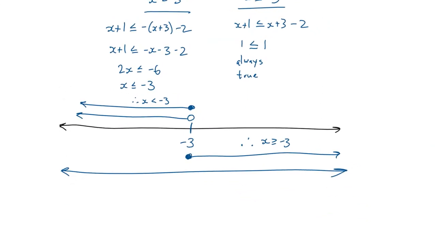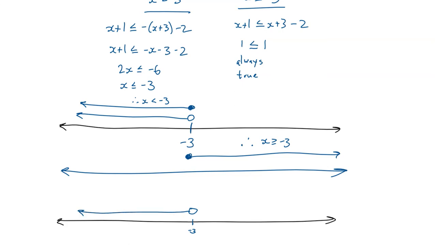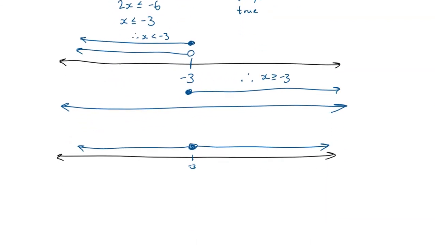So what's our overall solution? This one starts here at negative 3 and goes that way. We address the x and the y. It's always true. And this one includes this point, so I can color it in because it's the combination of these two, not where they overlap. So it's true for all values of x. And that's how we state that x is an element of the real numbers.